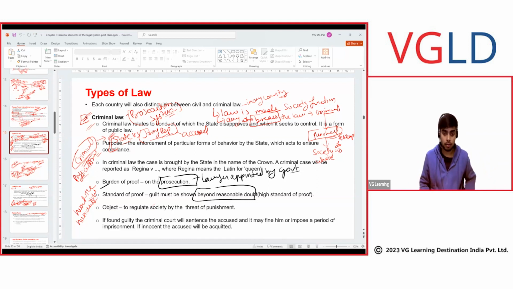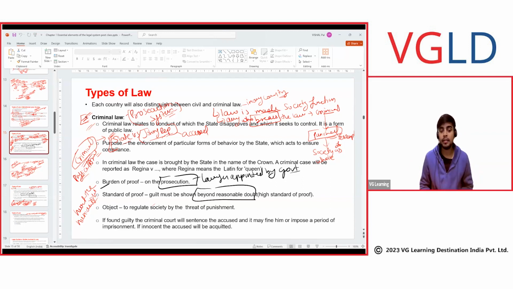In the case of the UK, the case is called Regina versus the person. Here Regina is the queen at that time. In the case of India, it would be the state versus the person. Let's say State versus Jolly LLB. I'm not sure how many of you have seen this movie. That was a state case where the state was fighting against the person.